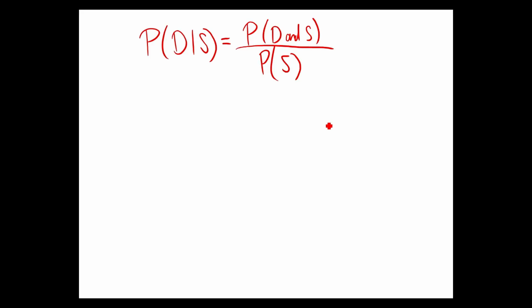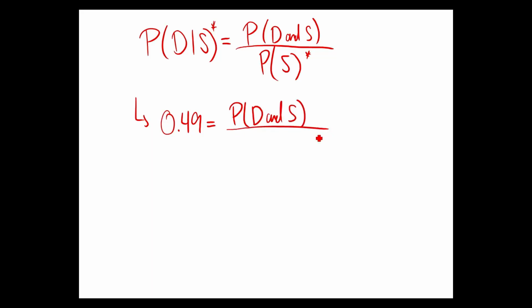Now, which of these values do we know? Don't we know this? If I have an equation of 3 variables and I know 2 of them, can I solve for the third one? Correct. So probability of Democrat given senator, that was 0.49. Probability of D and S, that's what we don't know. But what we do know is the probability of being a senator overall is 0.187.